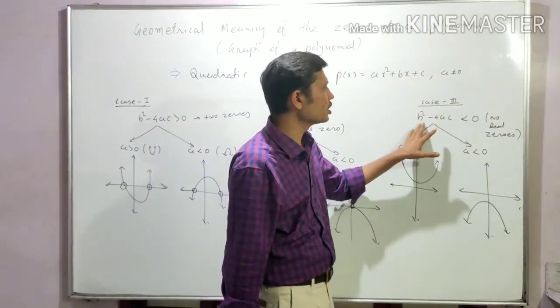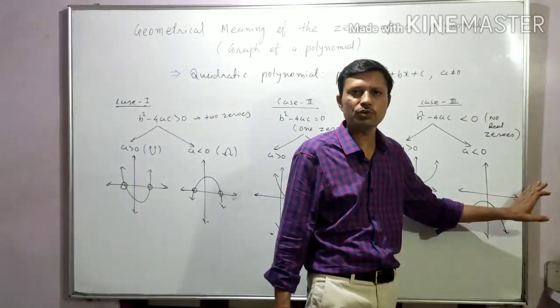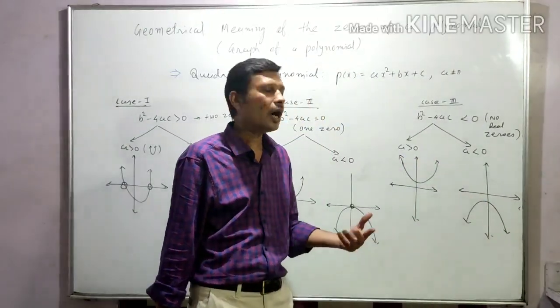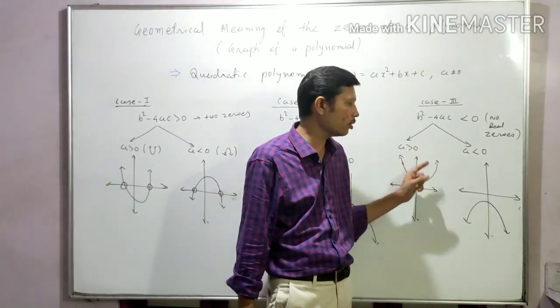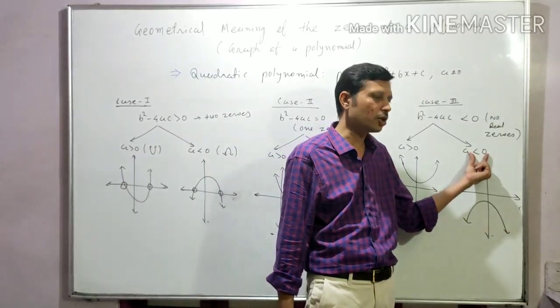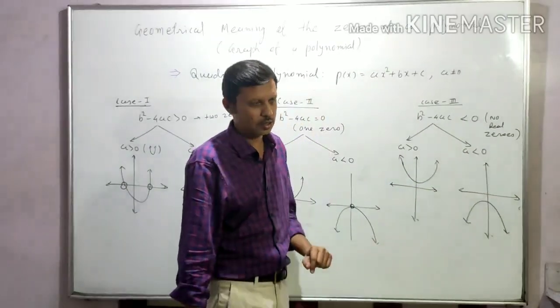And here the case 3, b square minus 4ac value is less than 0, right? So no real zeros will be possible. That means your graph will never intersect with the x-axis. So you can see the parabola upwards in the case of a greater than 0, it's not intersecting with the x-axis. And here a less than 0, so parabola downwards, and it's again not intersecting with the x-axis. Understood?